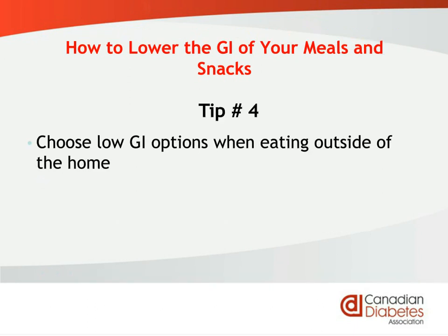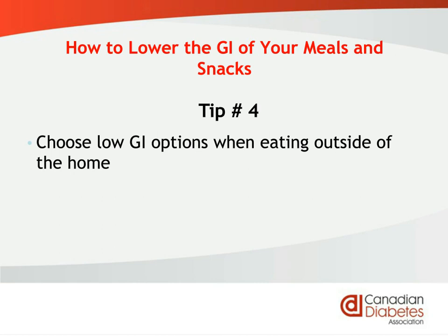And then the last tip that I have is choose low GI options when eating outside of the home. When I was working on the study in which we were suggesting a low GI diet to gestational diabetes patients, a lot of them were interested in finding low GI options outside of the home, and they also found it difficult at times. Not every place will have low GI options, but keep an eye out for certain foods that might help you choose a lower GI option when you're eating at a restaurant, cafe, or sandwich shop.